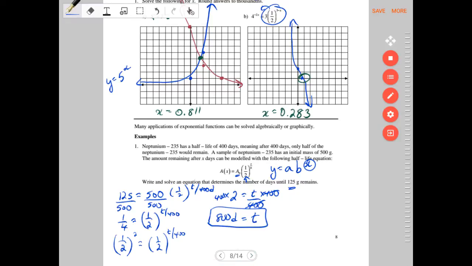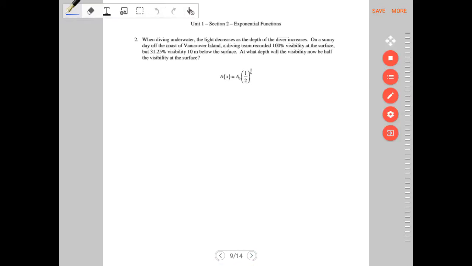One last example, and then you guys are off to do some practice. Number 2. When diving underwater, the light decreases as the depth of the diver increases. On a sunny day off the coast of Vancouver Island, a diving team recorded 100% visibility at the surface, but 31.25% visibility 10 meters below the surface. At what depth will the visibility now be half the visibility at the surface? Notice that we can use the same half-life formula because, again, we are looking for half of the original amount.